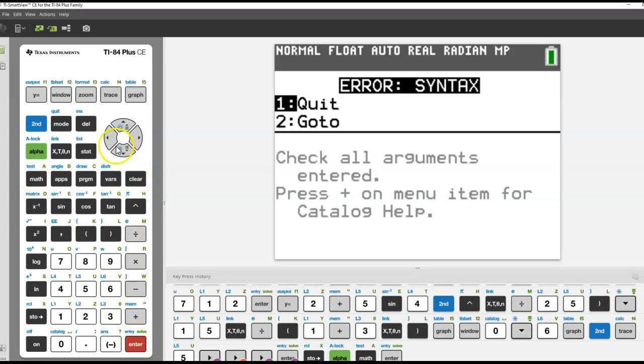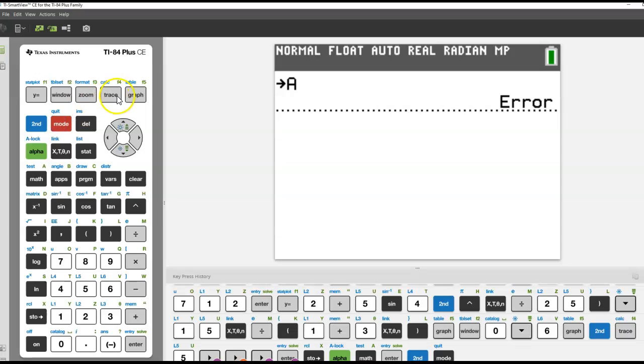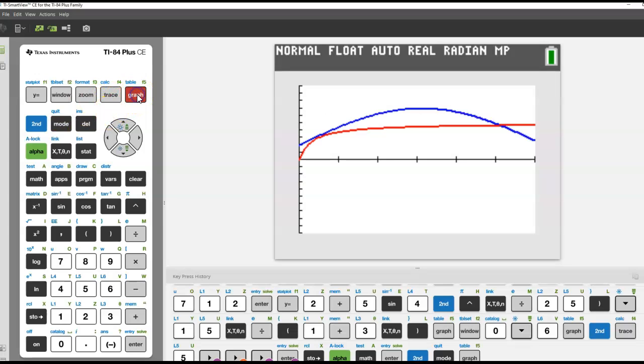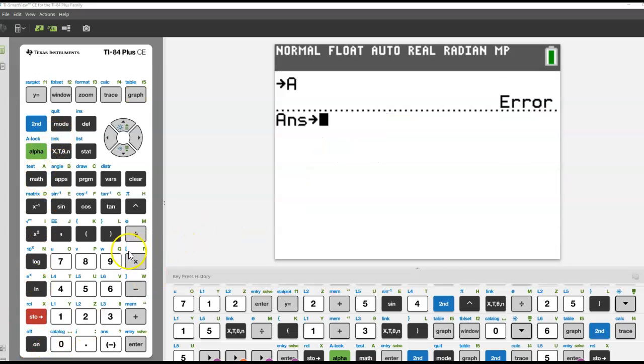Darn it, it didn't work. That's how mine works, I think. Let me go back to my graph. I'm going to do this again really quick. Let me pause my video. Okay, I found out what was wrong. I had to push enter twice before I pushed store. I'm not too sure why this version does that, but it does.